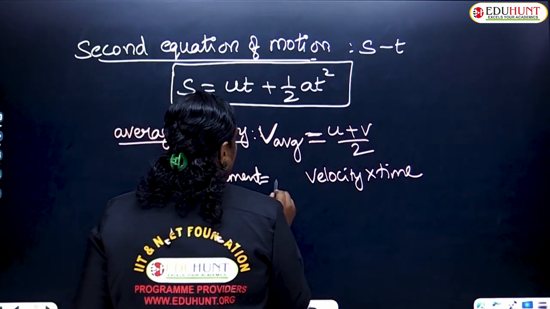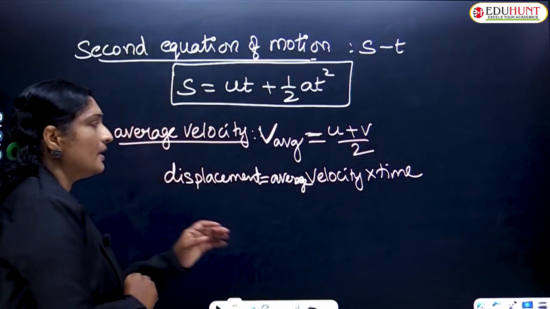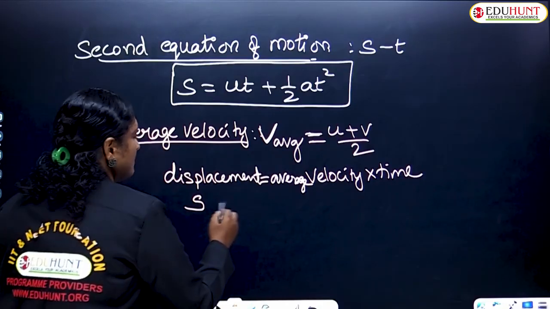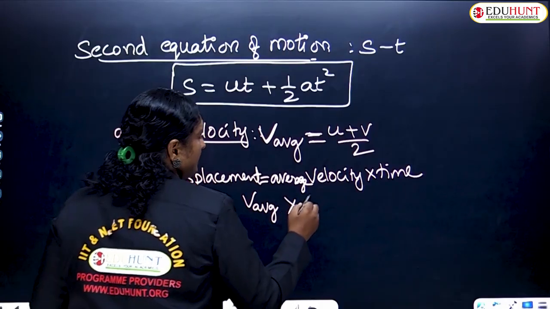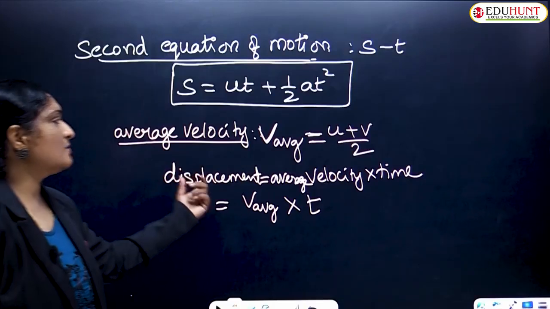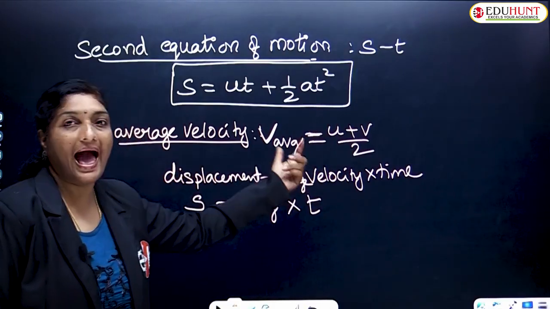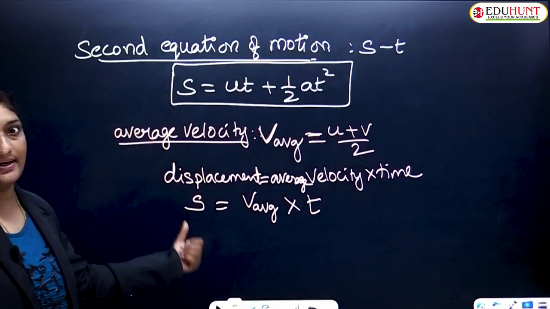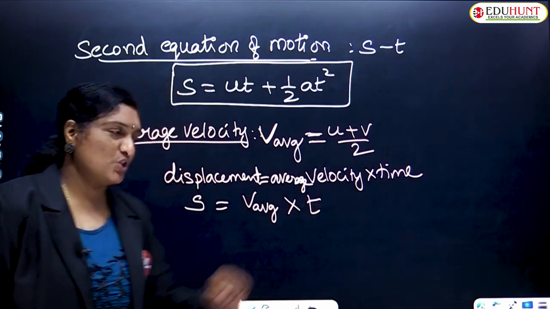It can be written as, displacement is average velocity into time. Displacement is indicated with the letter S, average velocity with V average (V_avg), and time with t. I hope you are getting me, children. So displacement equals velocity into time. Because it has two different velocities, I took the average of the two. So average velocity into time.